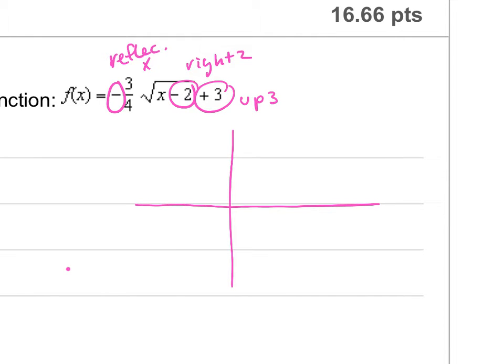So we can draw a graph. We have a reflection, that means we flip it upside down. We're going to the right 2 and up 3. So our graph kind of looks like that. Ish.